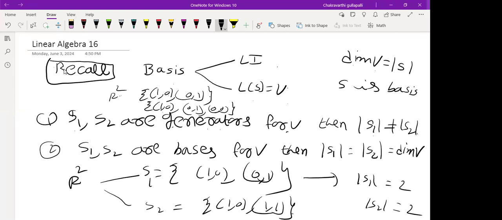If S1 and S2 are bases for V, then the cardinality of S1 must be equal to the cardinality of S2. That number of vectors in S1 equal to the number of vectors in S2 is called the dimension.